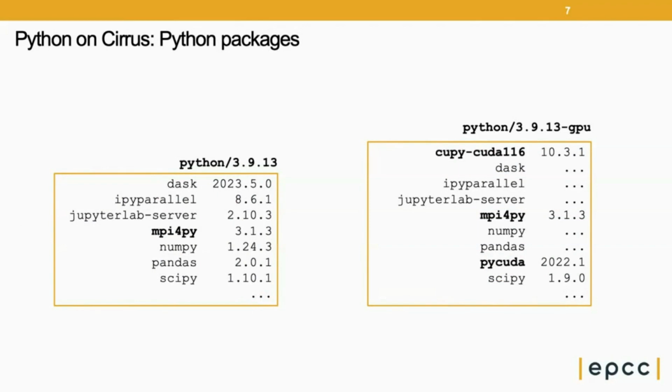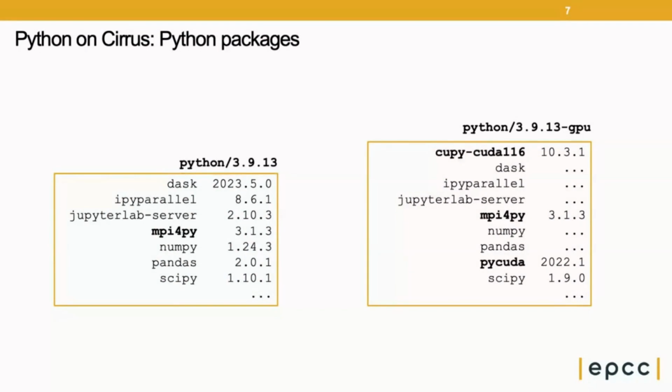So as I said, each of these Python modules provides a suite of Python packages. And for the Python 3.9.13 module, I'm just showing you the list. We have Dask, we have packages for interactive Python and for serving JupyterLab, and mpi4py, which is a crucial one, allowing you to do MPI comms within your Python scripts.